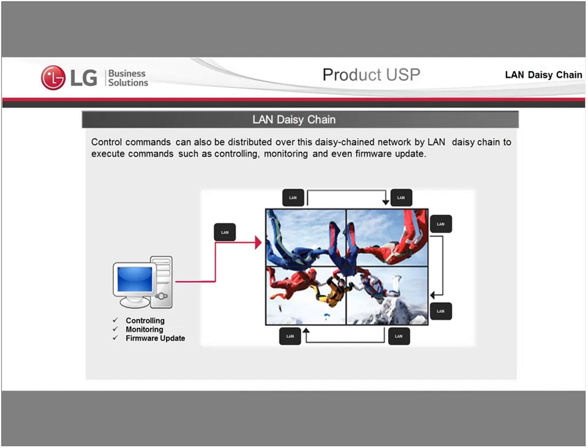LAN daisy chain is just another way of controlling and distributing the image across the LAN. So essentially you can take one PC, put it in, and then you're going to get true ultra high definition using the LAN as a daisy chain from 1 to 2 to 3 to 4 with no degradation of the image and execution of commands, control, monitor, and even a firmware update.